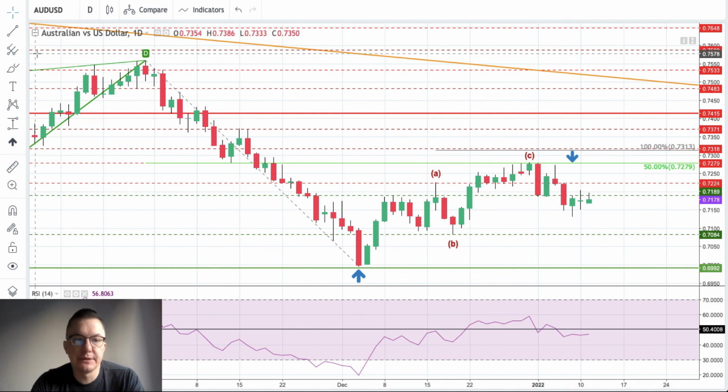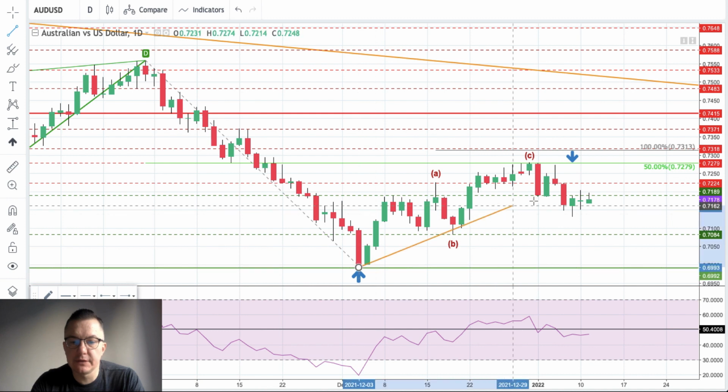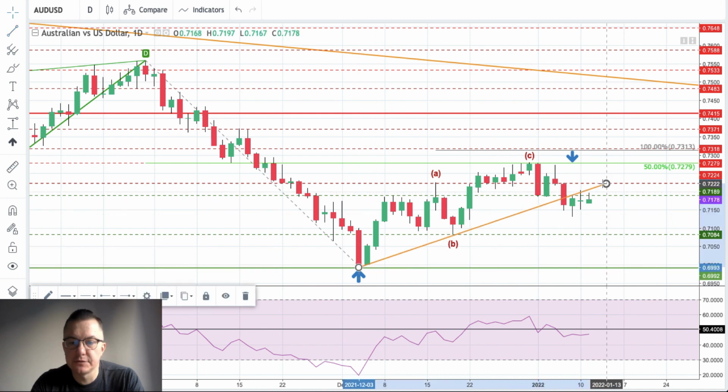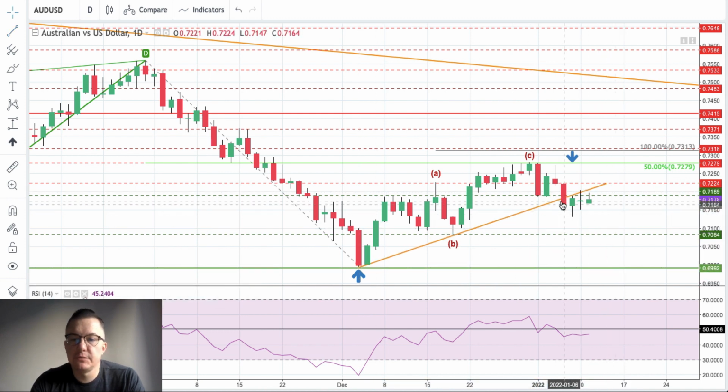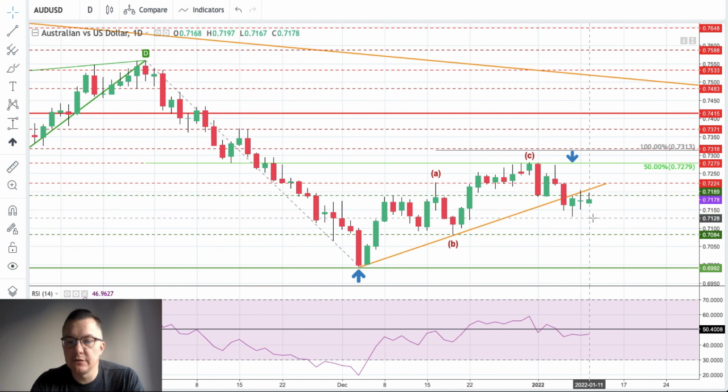So it looks like a pretty nice beginning for bears on the Australian dollar. And if we put our short-term trend line, we can see a breakout, a test, and now we should see continuation below the low of the 7th of January at 7,131. Any breakout below that level would open the road towards 7,084. So that's the Australian dollar.